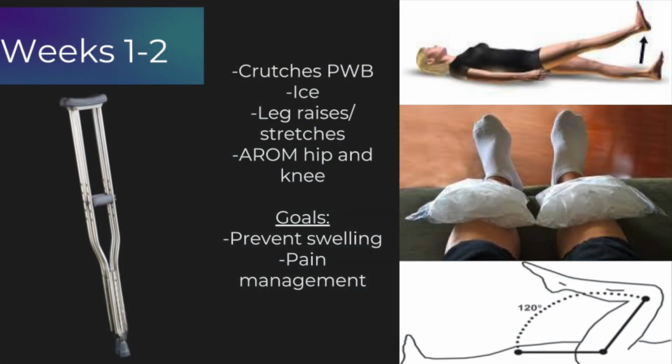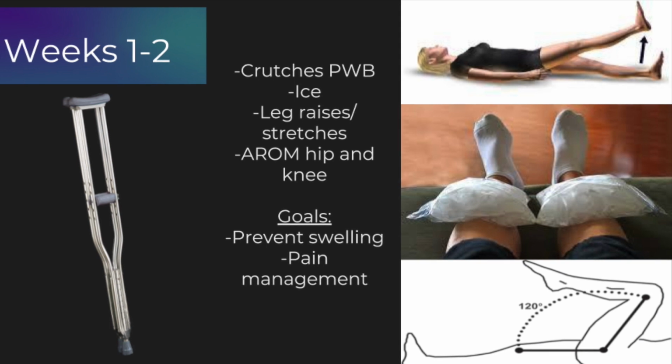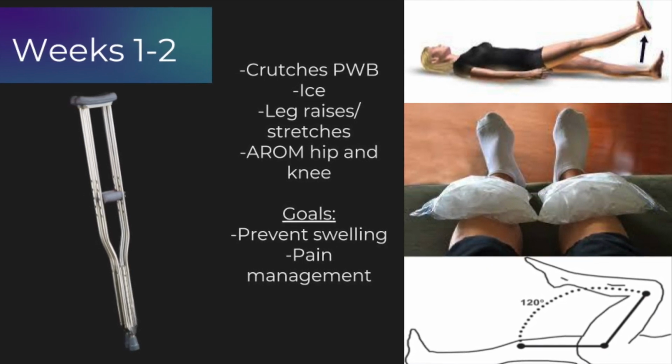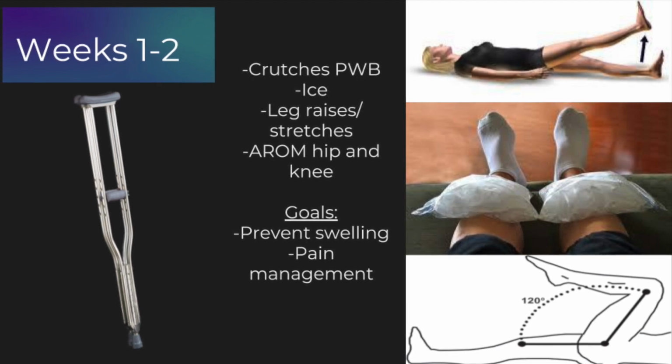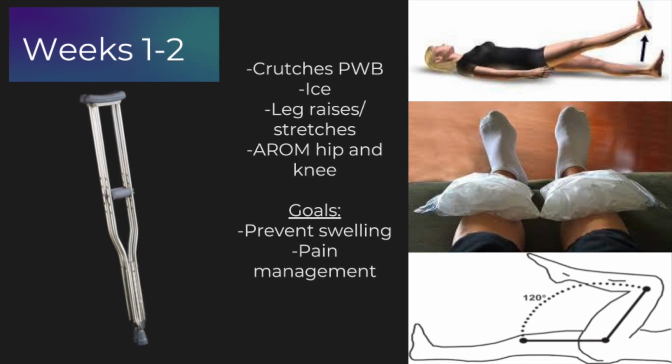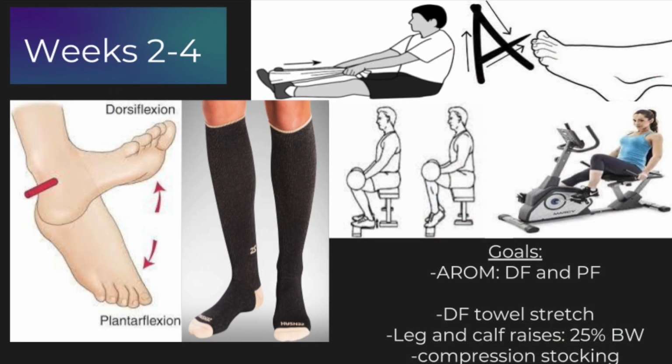Patients will be on crutches and partial weight bearing for the first 2 weeks. During this time, active range of motion of the hip and knee is encouraged, as well as gentle motion of the ankle as tolerated. Ice and elevation will help to prevent further swelling, and upper leg stretches and straight leg raises will prevent atrophy.